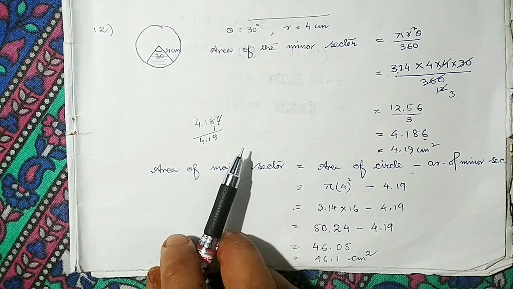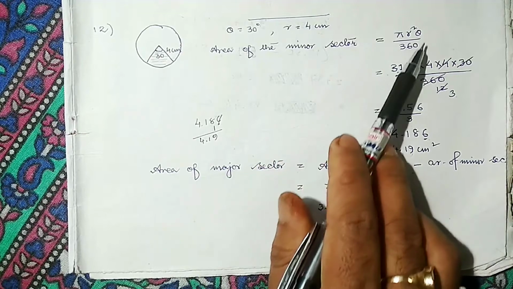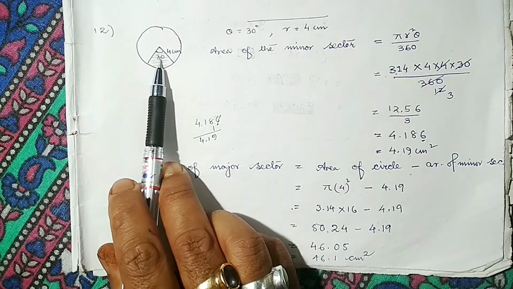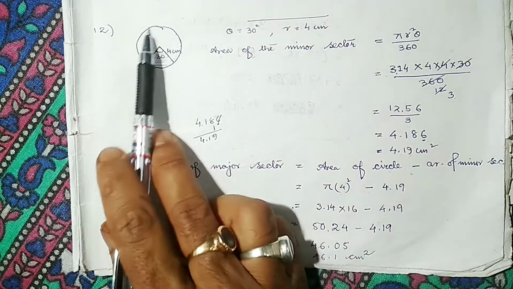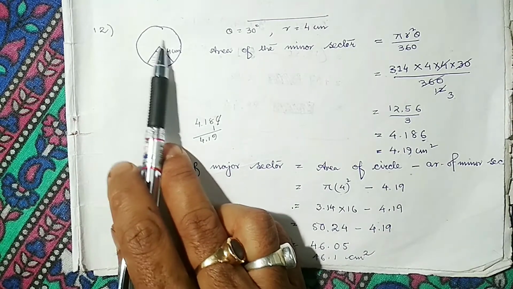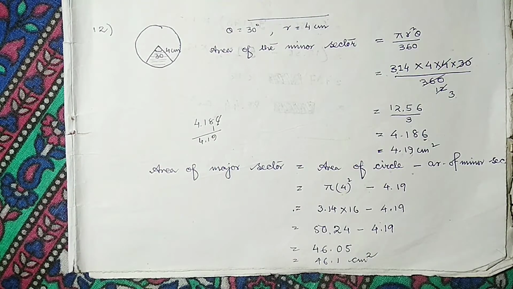major sector. It's a simple sum because theta is given, radius is given. Directly by placing this formula, we can get the area of the minor sector, and then from the full circle, if I subtract this part, then I am going to get the area of the major sector. I hope this sum is clear, and now let me explain the next sum, that is question number 13.